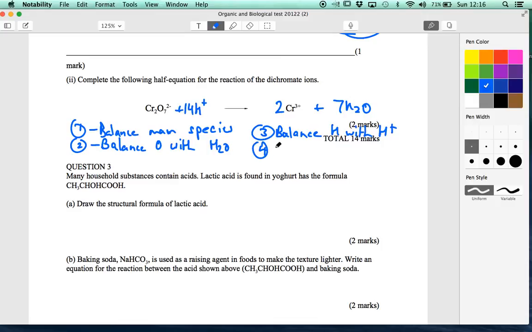And number 4, we balance the charge. On this side here, I have 2 minus and 14 plus, which makes 12 plus. And on this side here, I have 6 plus. So what do I need to do to get from 12 to 6? I need to add 6 electrons on this side. That's balanced there. This again is revision, and it will show up over and over again. I guarantee you will have a half equation in your exam.